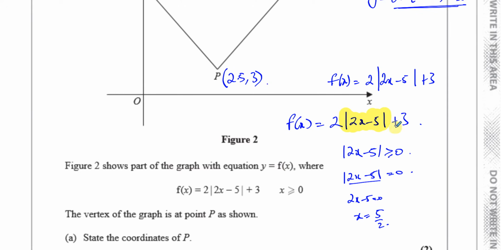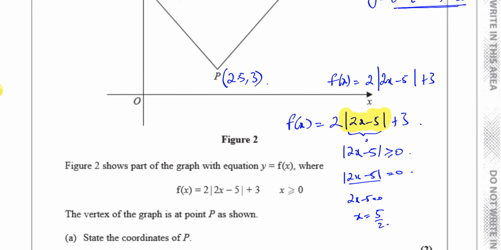That's by far the easiest way of working out the coordinates of this point, which is the minimum point on this graph, the lowest it can ever reach. The lowest is when this becomes 0, which is 2 times 0 plus 3, which is 3. And the x value which causes this to become 0 is x equals 5 over 2, because 2x minus 5 equals 0 when x equals 5 over 2, just rearranging and solving that equation.